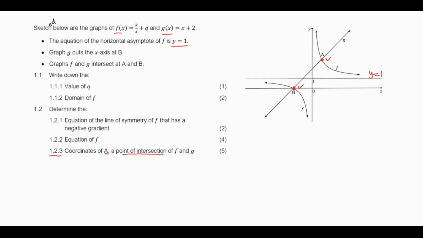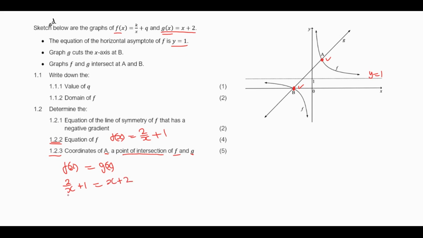At the point of intersection, the two graphs are equal. f and g should be equal. So it means f of x is equal to g of x. But in question 1.2.2, we managed to find the equation of f of x. We found that f of x is equal to 2 over x plus 1. We have the equation of g of x. So it means 2 over x plus 1 is equal to g of x, which is x plus 2.